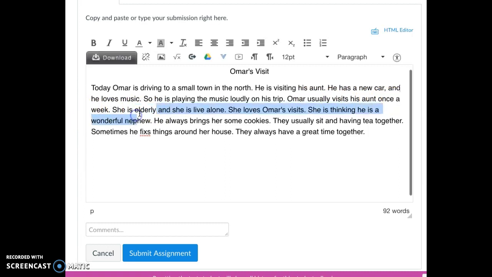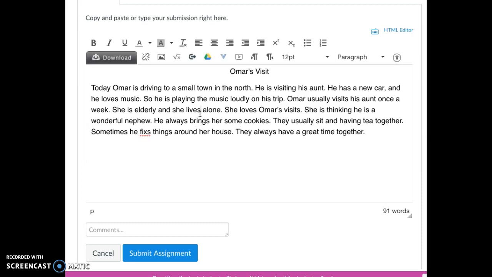A lot of students didn't like this word, elderly, but elderly is a great word. It's an adjective. It means old, but it doesn't sound rude. Like if I say you're old, it sounds mean, but elderly is more polite, right? So she is elderly and she is live alone. Uh-oh. Monster verb. Be plus base form? No. In this case, are we talking about a fact, a habit, or something that's just right now? This is a fact or a habit. So I'm going to say she lives alone.